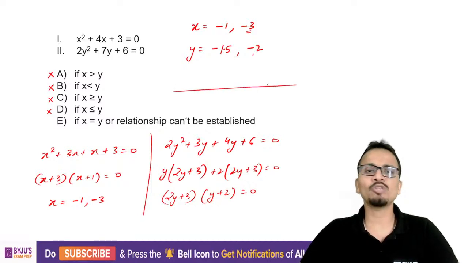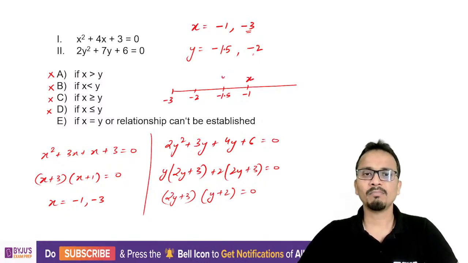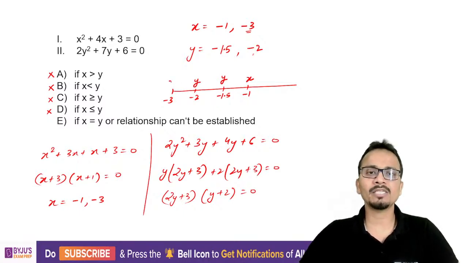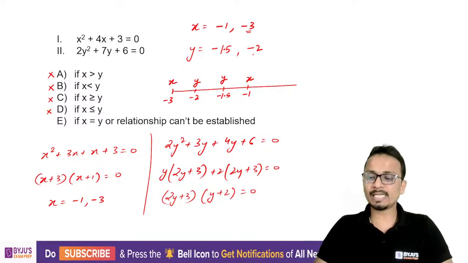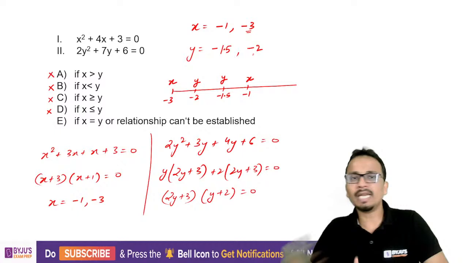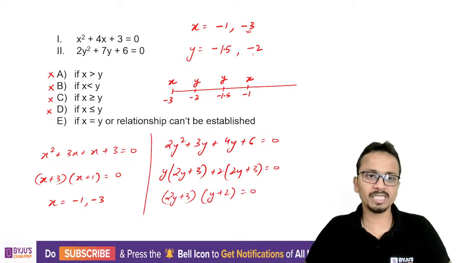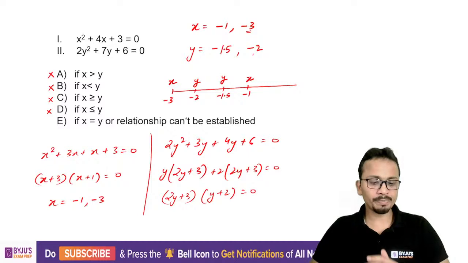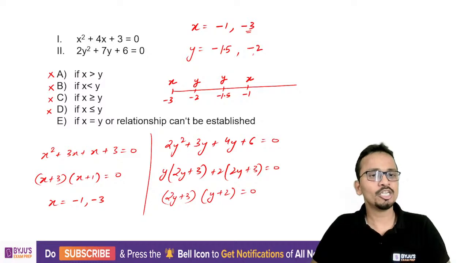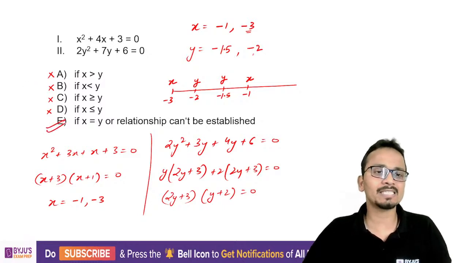Because if I plot these values on the number line, minus 1, then minus 1.5, then minus 2, then minus 3. So I can say that minus 1 is the value of x, minus 1.5 is the value of y, minus 2 is the value of y, and minus 3 is the value of x. So x can be less than or greater than y, both can be possibilities. So we can say that the relationship cannot be established. Yes, the relationship cannot be established. So we'll mark option E as the correct answer.